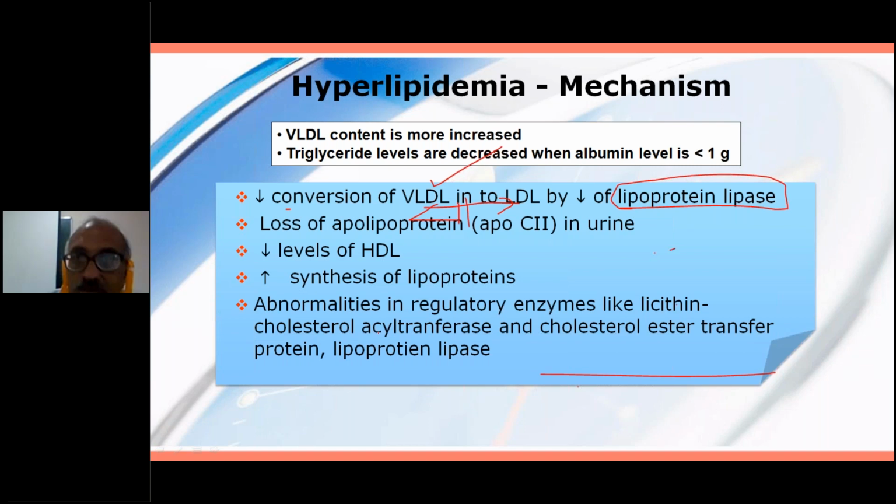The loss of apolipoprotein ApoC3 in urine also affects conversion and helps in the hyperlipidemia. But high density lipoproteins are decreased. Please remember, it is selective; not all proteins are decreased. And in the absence of lipolysis, what happens? When lysis is decreased, synthesis of lipoproteins is increased. That again adds to the hyperlipidemia. And there may be abnormalities in regulatory enzymes like lecithin cholesterol acyltransferase and cholesteryl ester transfer protein, along with the absence of lipoprotein lipase. So these are the two or three mechanisms you must know to explain why hyperlipidemia has developed.